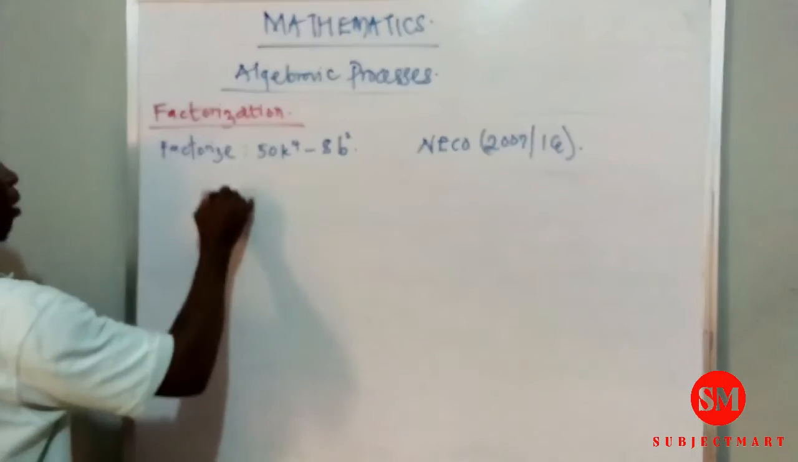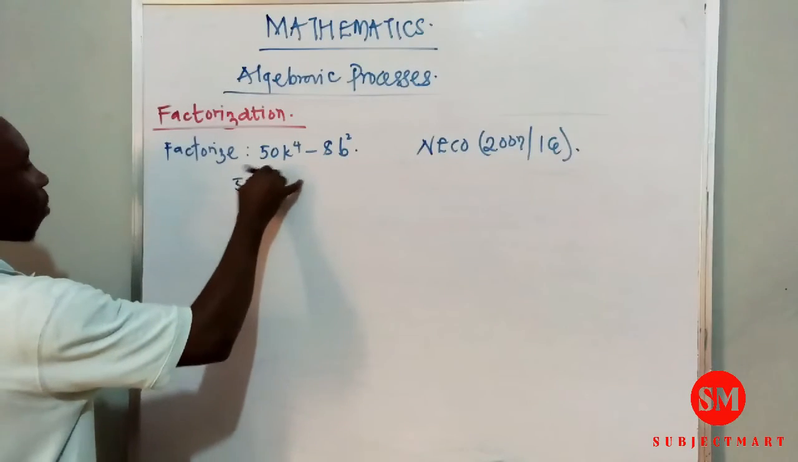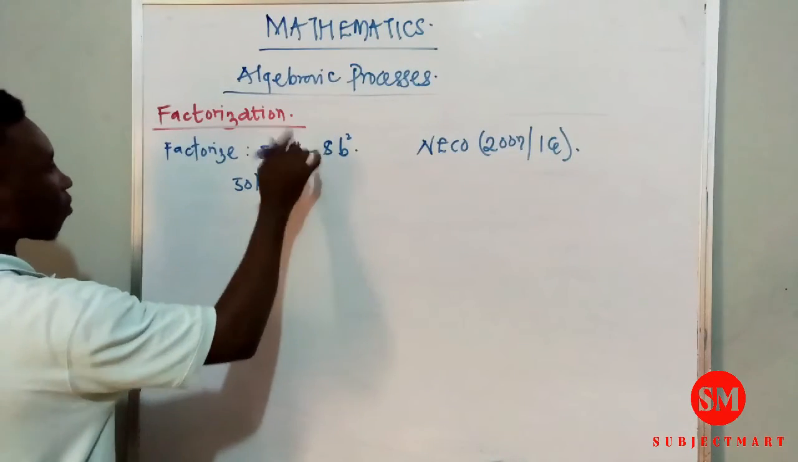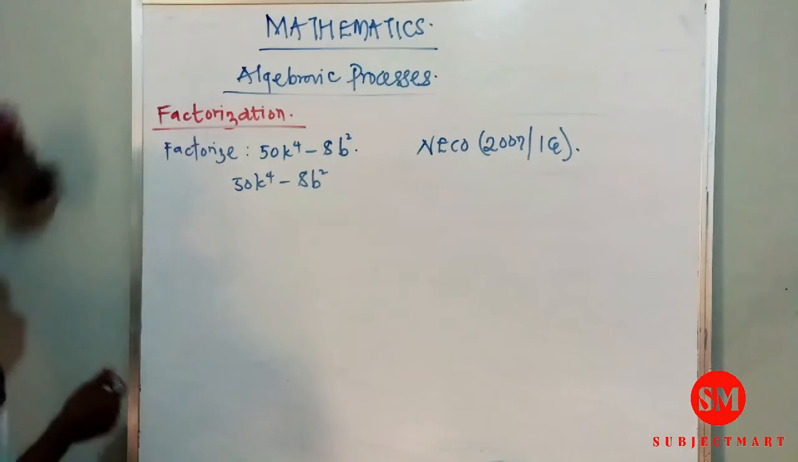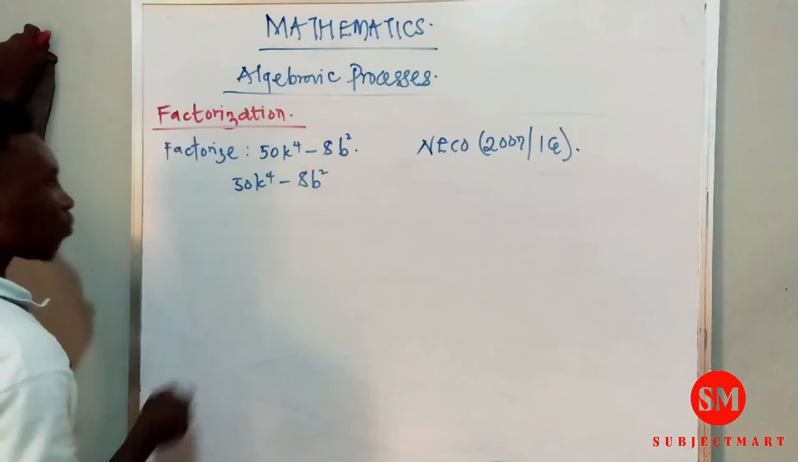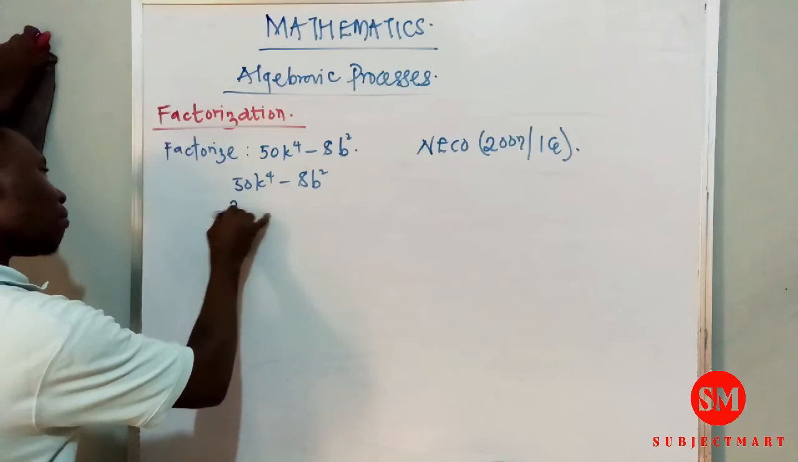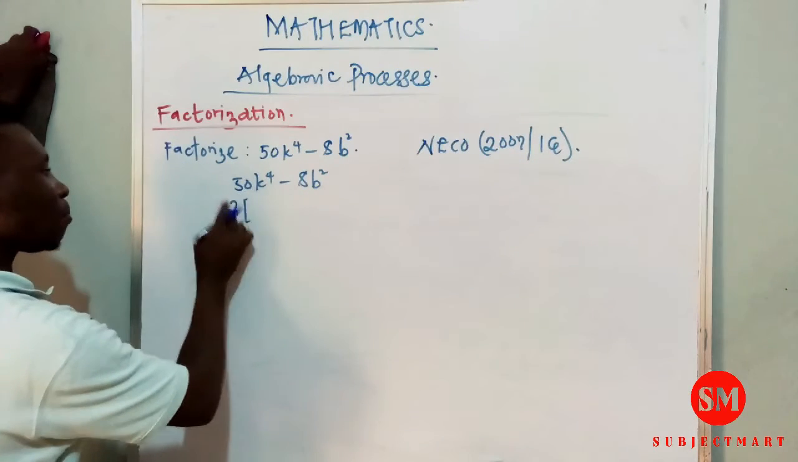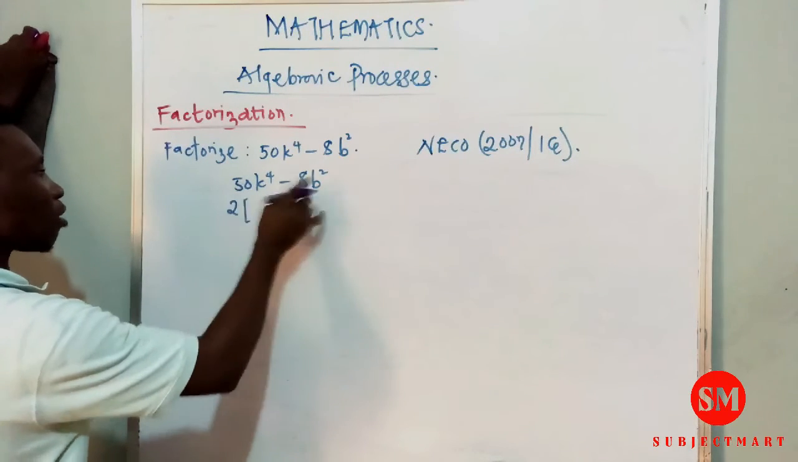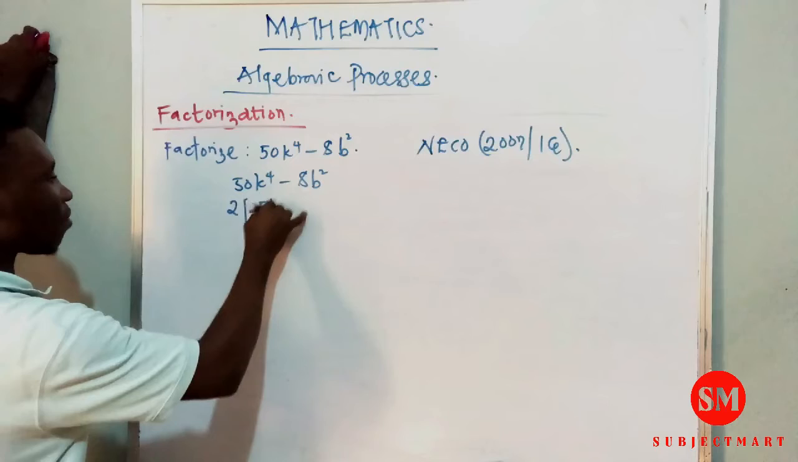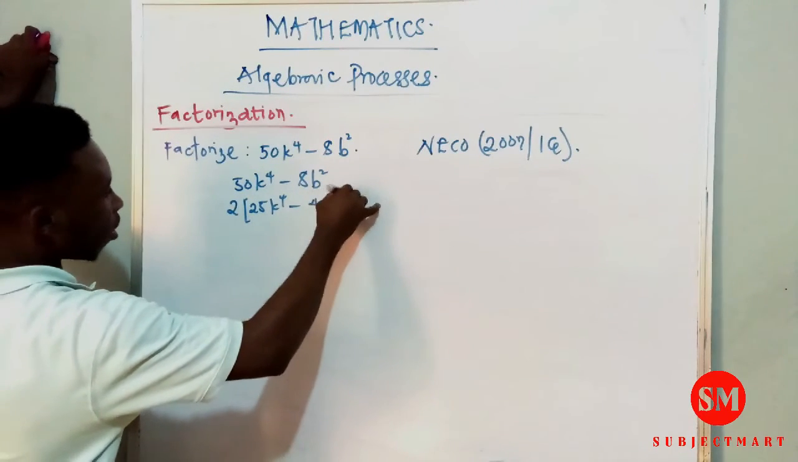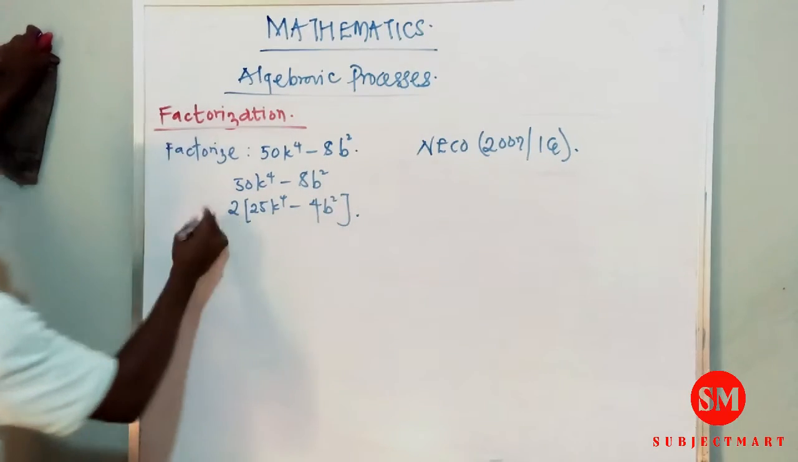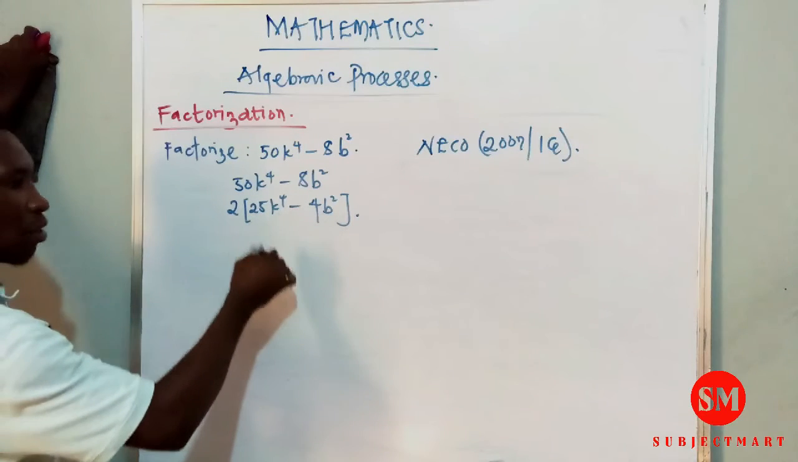Now, the question said 50k raised to the power 4 minus 8b squared. Look at these two expressions, they are not perfect squares. Well, I can break them down by bringing out 2. If I bring my 2 out from this expression, they become perfect squares: 25k raised to the power 4 minus 4b squared. Because of this, I factored out 2 and made this expression a perfect square.